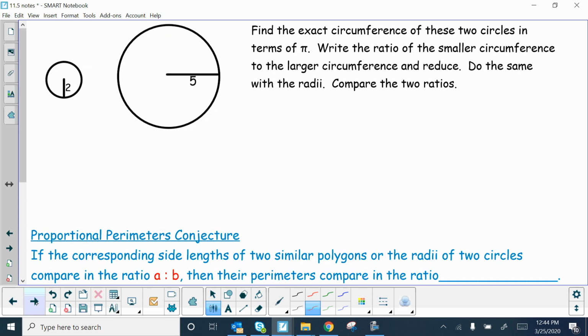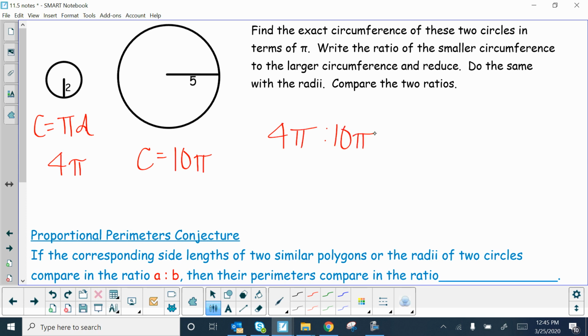Okay, so let's check it out one more time. It says find the exact circumference of these two circles in terms of pi. So circumference is the same thing as perimeter. Okay, so the circumference of this one is pi times diameter. The diameter of this little guy is 4. So the circumference is 4 pi. The circumference of this bigger circle is 10 pi. Okay, so now let's write the ratio of the two circumferences. It's 4 pi to 10 pi.